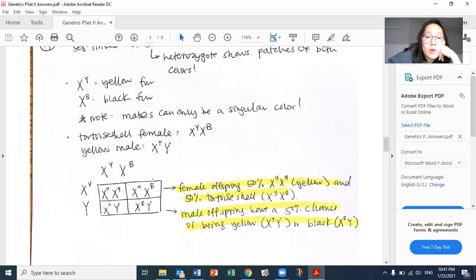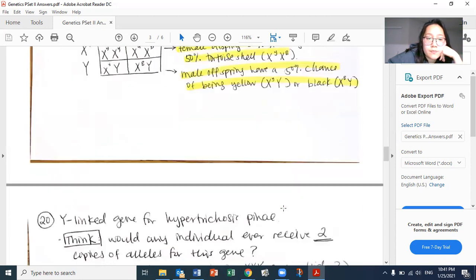And you'll see that when there are female offspring, there's a 50% chance of the offspring being yellow, and there's a 50% chance that that female offspring is tortoiseshell. If there are male offspring, though, if they have little male kittens, there's a 50% chance that the male kitten will have yellow fur or that they have black fur.